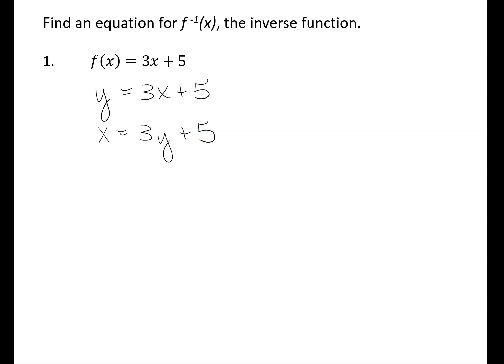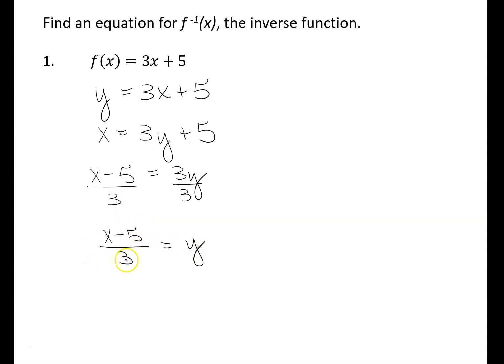Step 3, solve for y. So if I'm trying to get this y term by itself, I need to go ahead and subtract the 5. So on the left side, that would be x minus 5. And now I can get y by itself by dividing both sides by 3. So I have x minus 5 over 3 equals y.